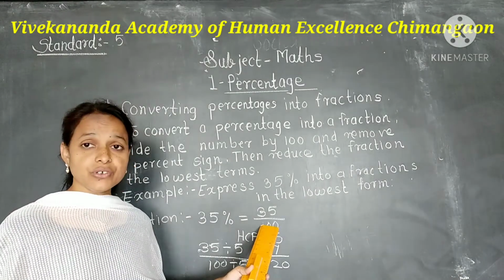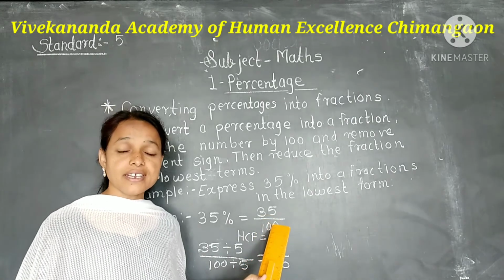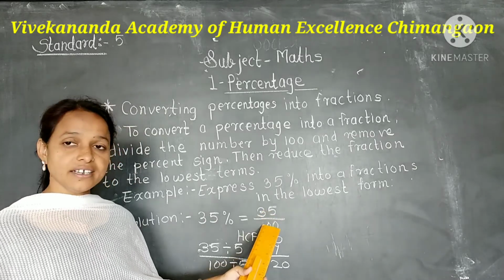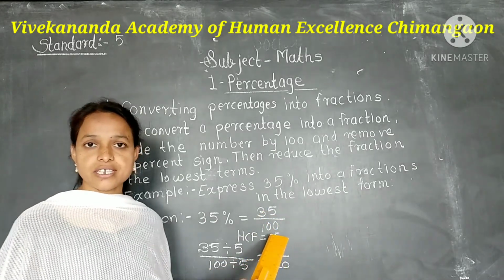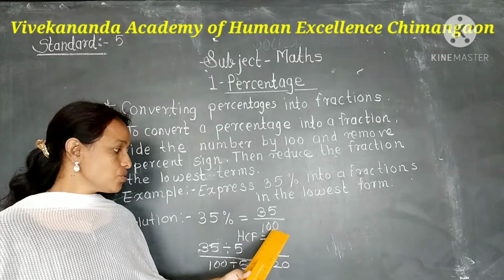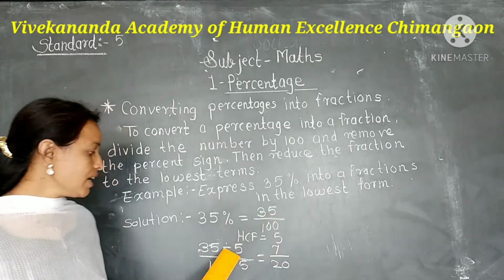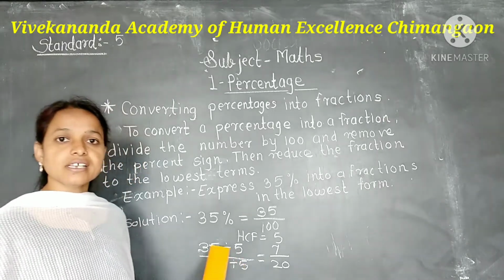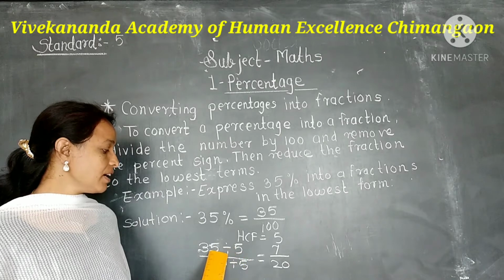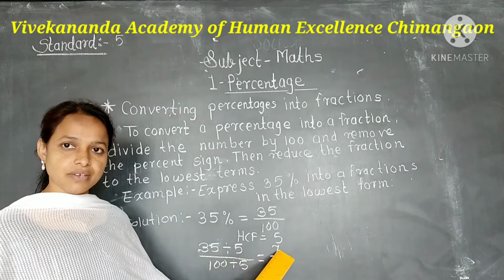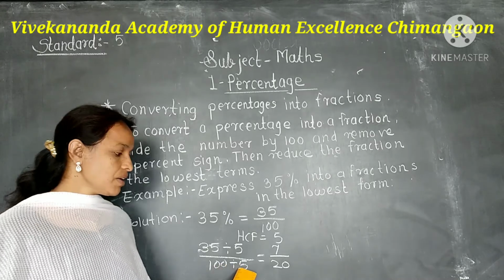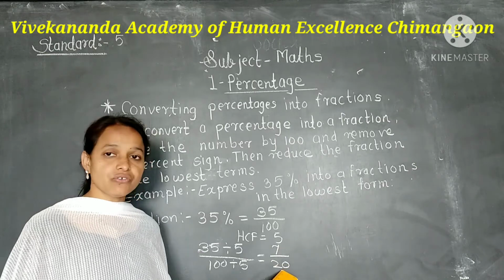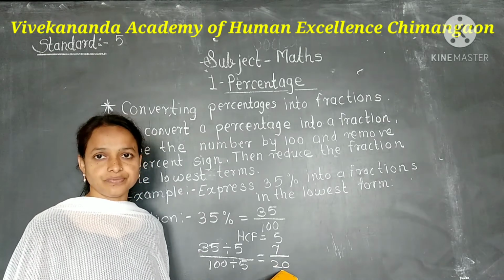So how to reduce we have learned. First we have to find its HCF. HCF of 35 and 100 is 5. So we divide 35 by 5 and 100 by 5. By dividing 35 by 5, we get quotient 7. And by dividing 100 by 5, we get quotient 20. So here we get fraction 7/20, which is in lowest term.